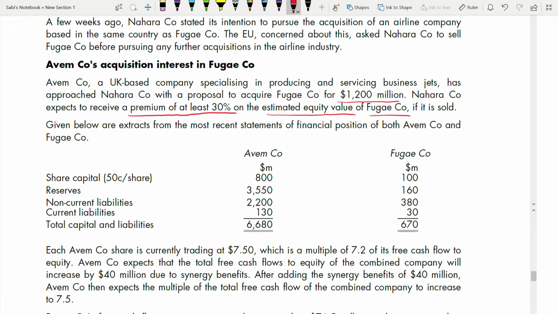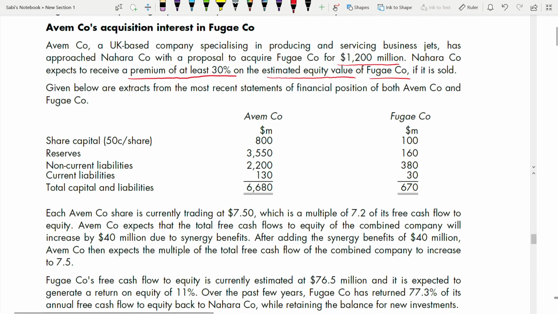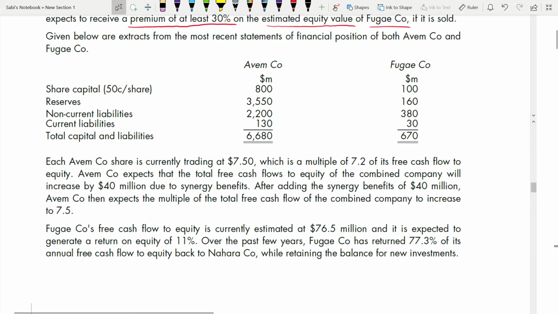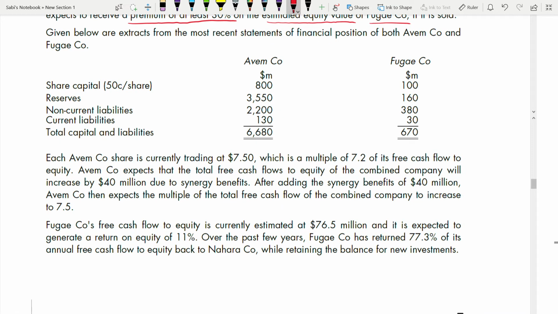Given below are extracts of Avem and Fugoi, you can see share capital, reserves, non-current and current liabilities. Each Avem company share is currently trading at 7.5, which is a multiple of 7.2 of its free cash flow to equity. Free cash flow to equity, write it somewhere. Avem expects that the total free cash flow to equity of the combined company will increase by 40 million due to synergy benefits.